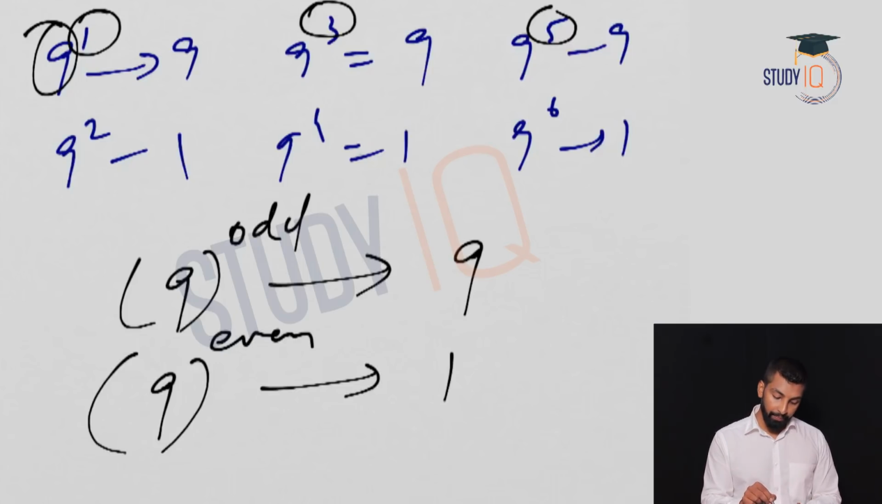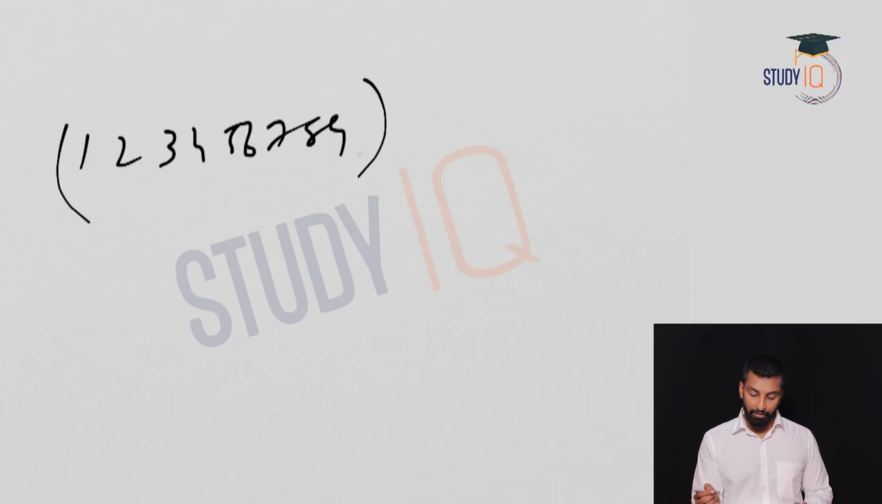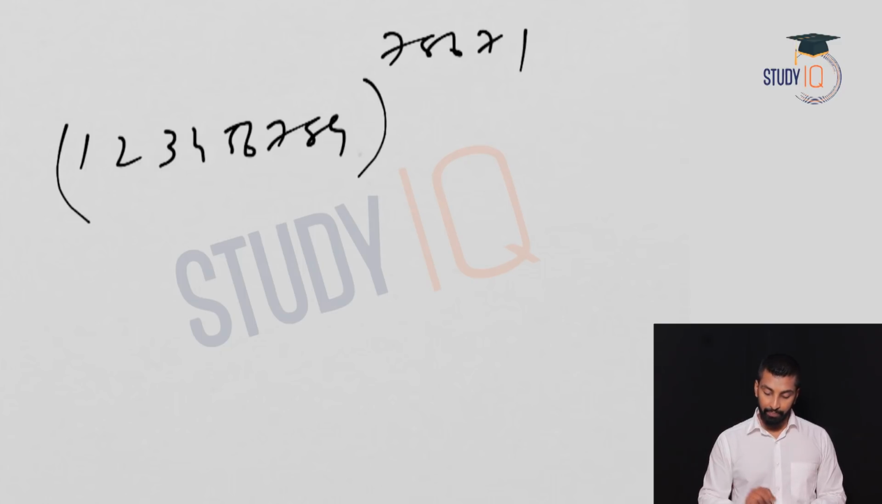So let me give you a question: 123456789 raised to 78671. This writing itself is taking a lot of time, but it is to make it complex, right? So finding the last digit, the rest is not important for us. Number ending in 9, power is odd, answer is 9.